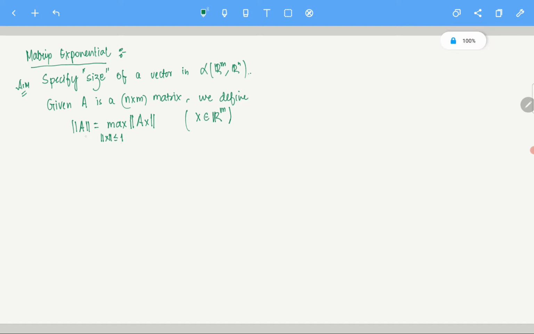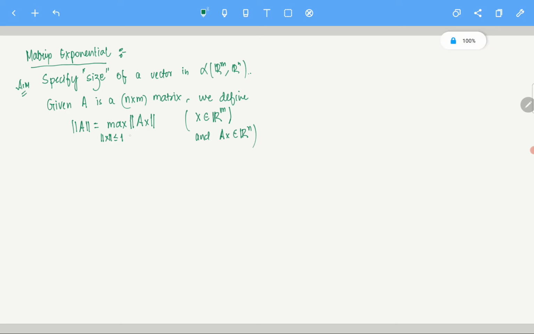How are we defining the norm of A? A is a matrix, an n cross m matrix, and I am defining a norm of that matrix. So this is a different norm. Norm of A is defined as the maximum of norm of Ax. A is an n cross m matrix, x is an m cross 1 matrix, so A times x is an n cross 1 vector, so this norm is an Rn norm, okay. So x is in Rm and A times x is in Rn, clear?